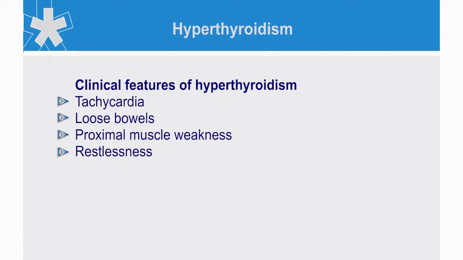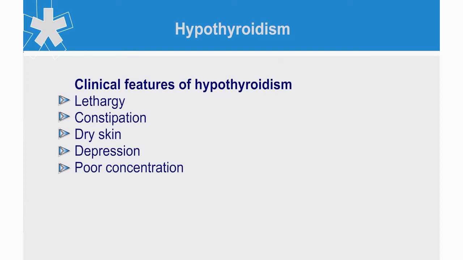There is a whole array of signs and symptoms, especially when metabolism is significantly altered. Generally, though, hyperthyroidism or overactive thyroid is more commonly associated with tachycardia, loose bowels, proximal muscle weakness, and restlessness. In contrast, hypothyroidism often results in symptoms of lethargy, constipation, dry skin, depression, and poor concentration.